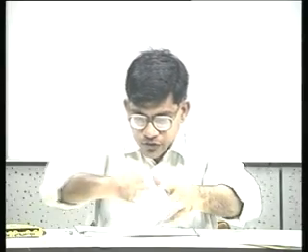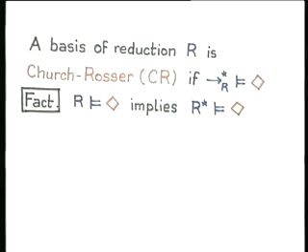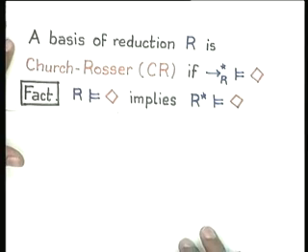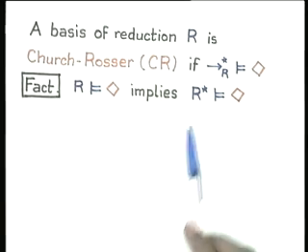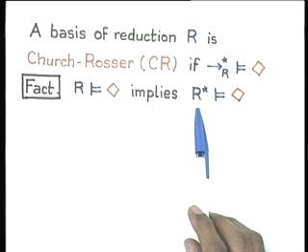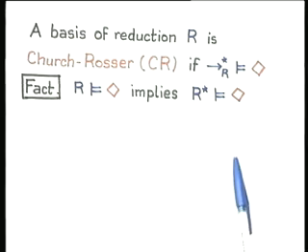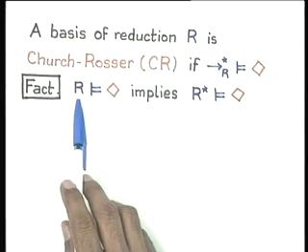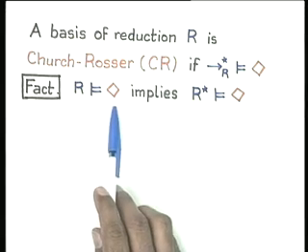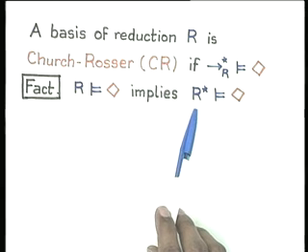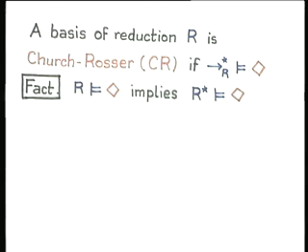So here is the theorem which has a simple inductive proof. If a basis of reduction R satisfies the diamond property, then its reflexive transitive closure R star also satisfies the diamond property. Actually this is not necessarily a basis of reduction; if any binary relation R satisfies the diamond property, then its reflexive transitive closure also satisfies the diamond property. I hope by now you know what the reflexive transitive closure of a relation is.